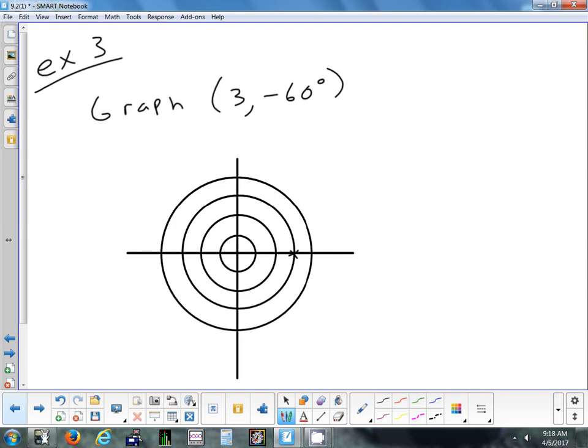Now, every one that I've done so far has been a whole number. You can do 3.5 if it asked you to. You just go in between the 3rd and the 4th circle, right? So you can do decimals as well.